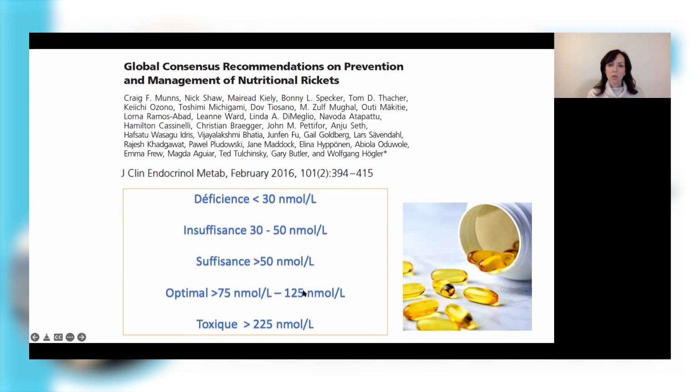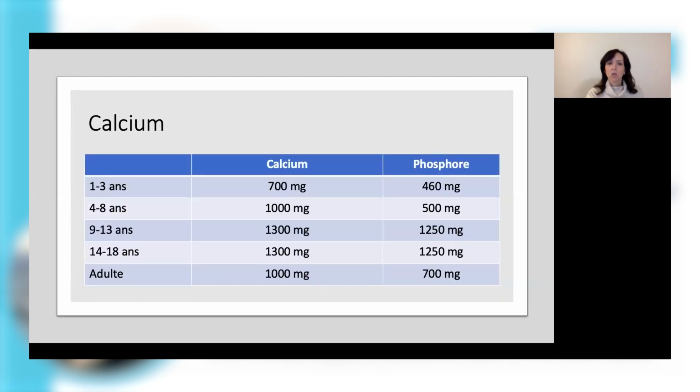I stopped this at 125 just because for some kids, for example, with leukemia or with other forms of cancer, the guidelines suggest keeping them at the optimal level and not getting vitamin D too high in the serum levels. So what about calcium?